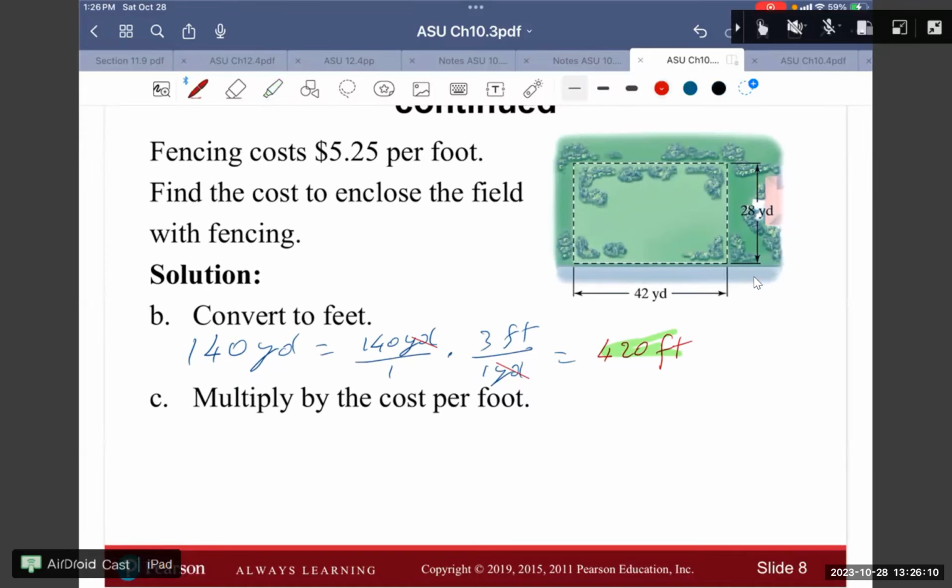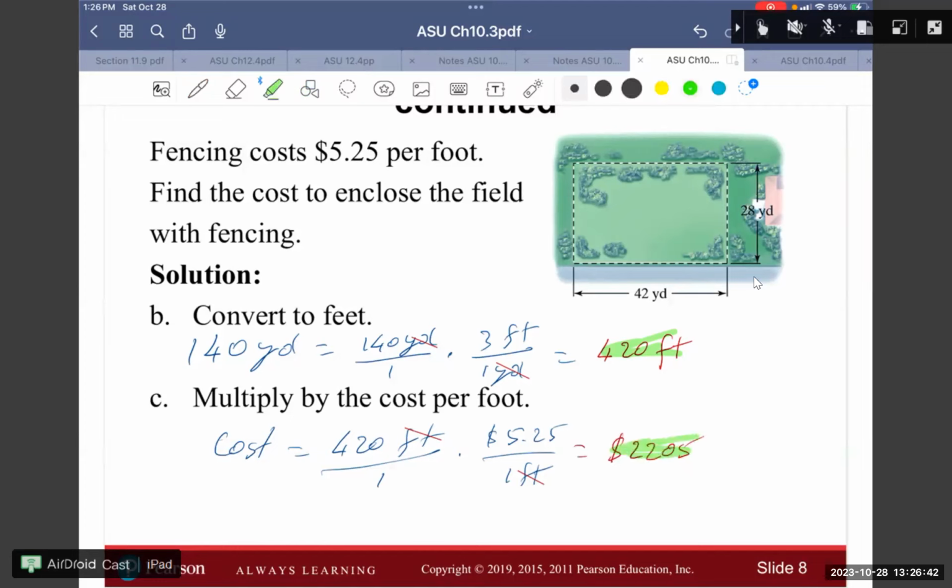So the cost is 420 feet times $5.25 per 1 foot. As we know, the feet cancel and we have a dollar sign. So we got 2205. If we want to make a fence like this, it costs us $2,205.